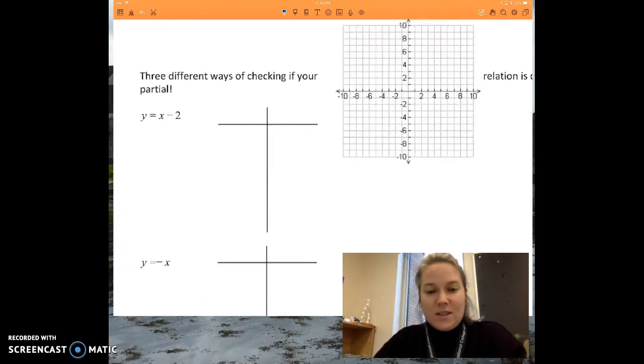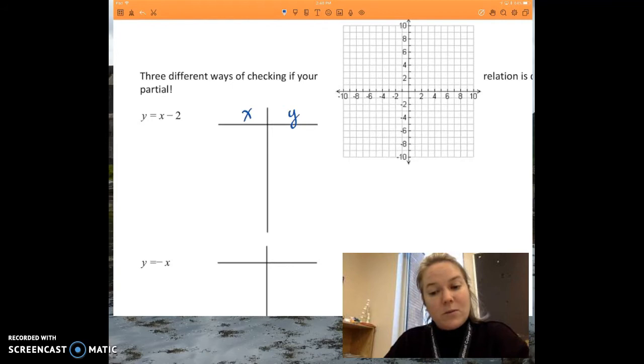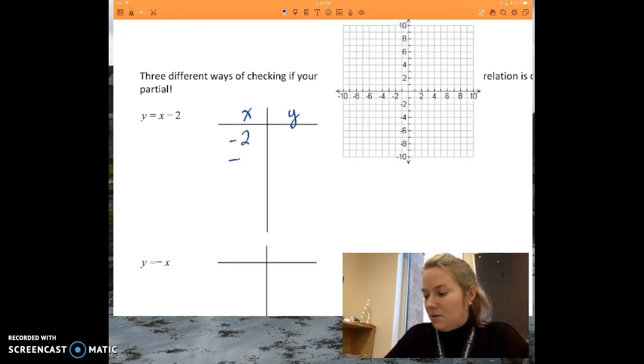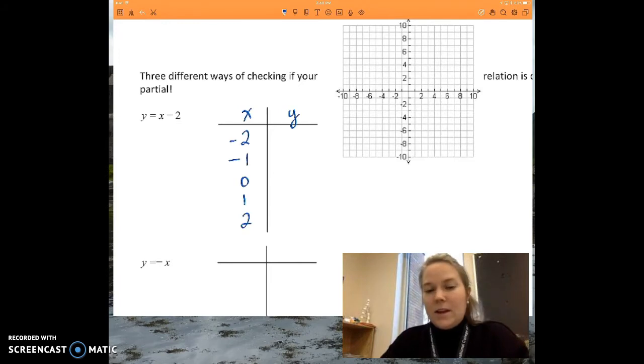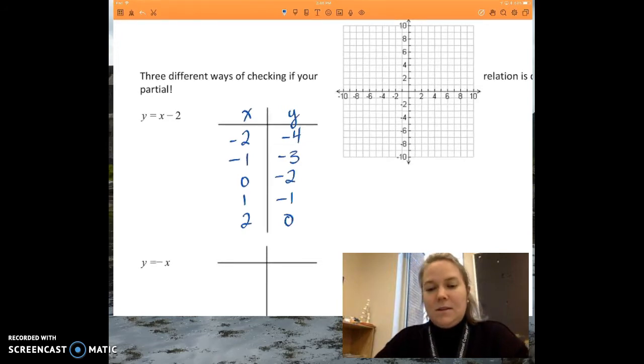So the very first thing I'm going to do is create a table of values and graph so that I have all 3 representations of this linear relation. So let's create that table of values, x and y, x on the left, y on the right. I'm going to go -2, -1, 0, 1, 2, and then fill that in. So let's say x is -2. So y equals -2 minus 2, y equals -4. X equals -1, y equals -1 minus 2, -3. Then -2 and -1 for 0.